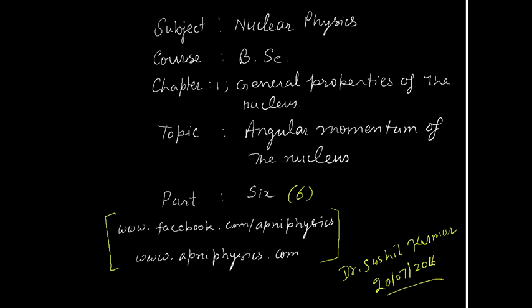Subject: Nuclear Physics, course for the BSc. Chapter number 1. Name of the chapter is General Properties of the Nucleus, and the topic is Angular Momentum of the Nucleus. This is the sixth part of this video lecture series, which is made for the BSc Nuclear Physics.